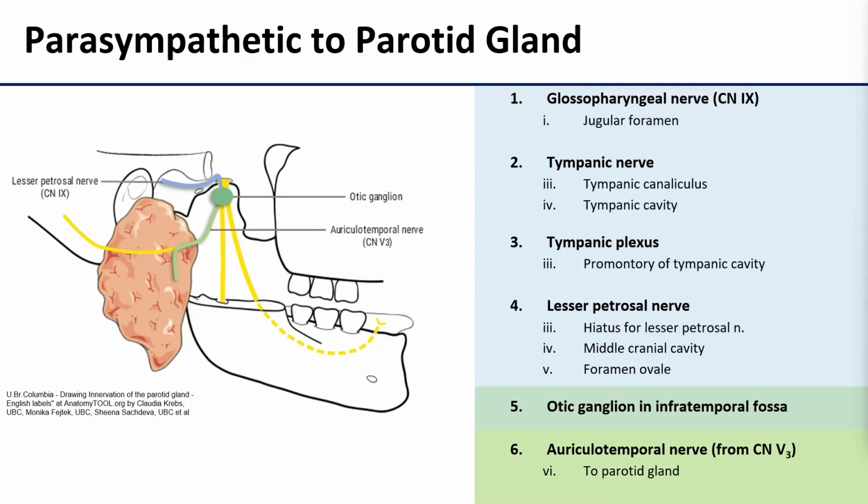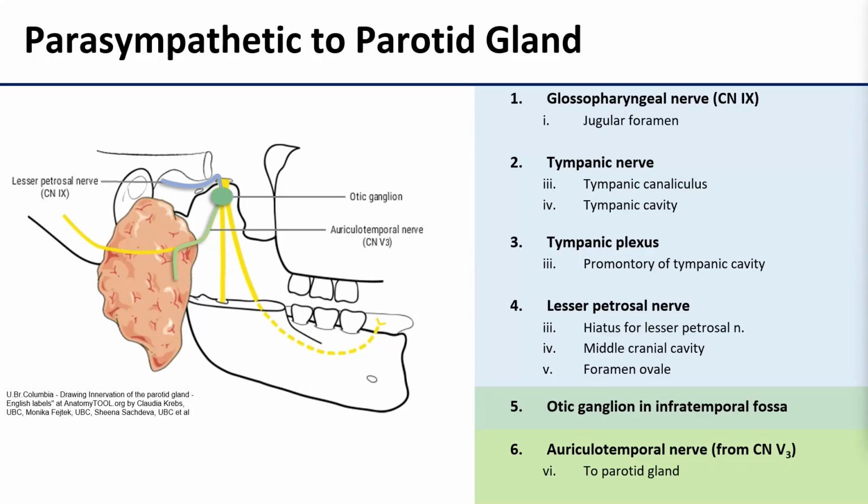Our second parasympathetic pathway here is for the parotid glands. Preganglionic fibers headed for the parotid glands are going to originate with the glossopharyngeal nerve. The glossopharyngeal nerve exits the cranium through the jugular foramen and then gives off a branch called the tympanic nerve that these fibers will follow.